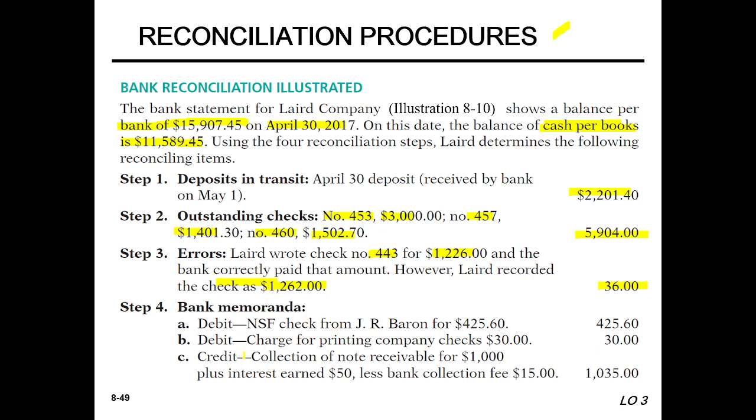And bank memorandum debit: NSF check from JR Baron, this amount. Credit charge of printing company checks. NSF checks, we know this is a not sufficient funds check. And debit charge of printing, or credit collection of notes receivable. That means in our favor, the bank collected this amount, plus interest on this figure, and less bank collection fee, this figure. So total this figure.